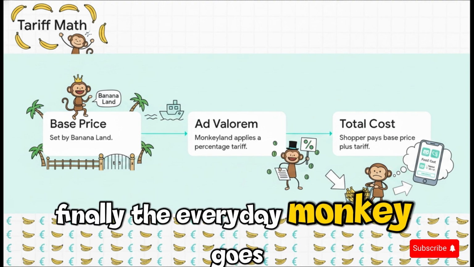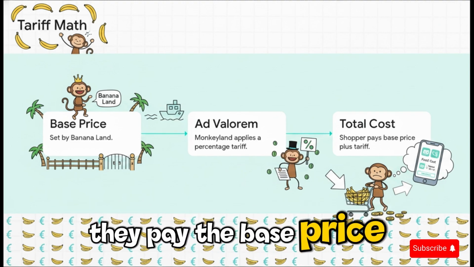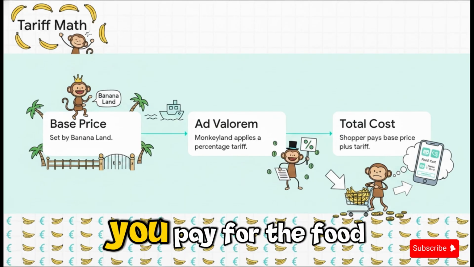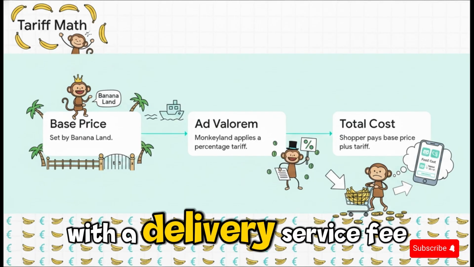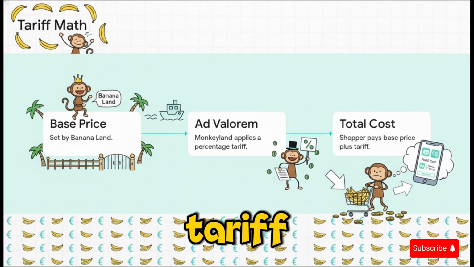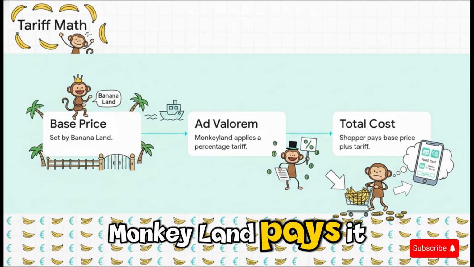Finally, the everyday monkey goes to the store. They pay the base price, plus that percentage tax. It's literally exactly like ordering food on an app. You pay for the food, but you also get hit with a delivery service fee. The absolutely crucial takeaway here: Bananaland doesn't pay the tariff. The everyday monthly shopper in Monkeyland pays it.